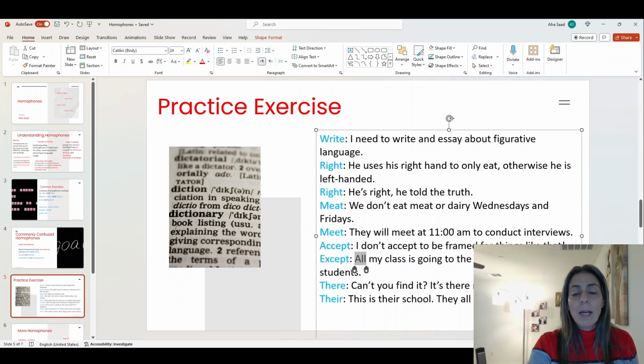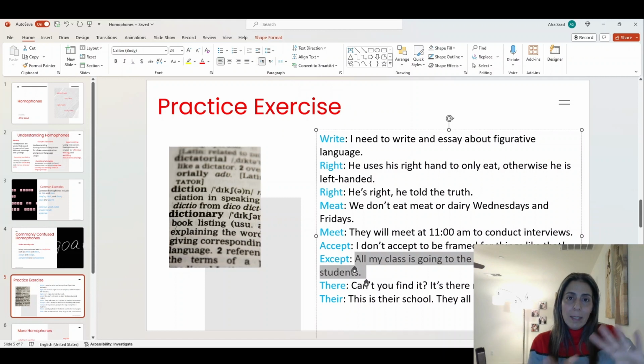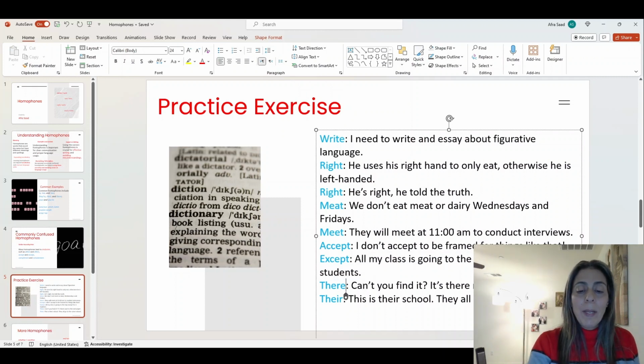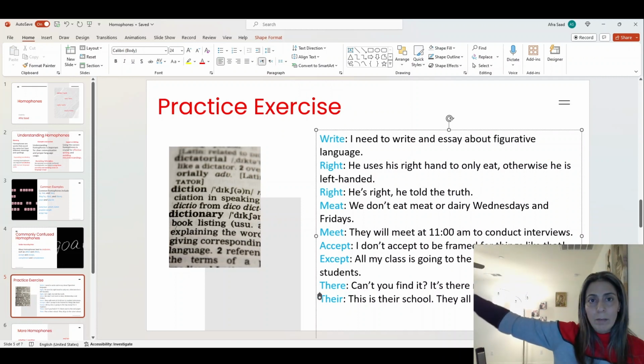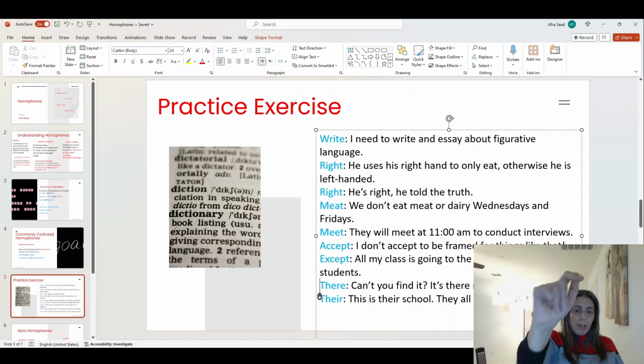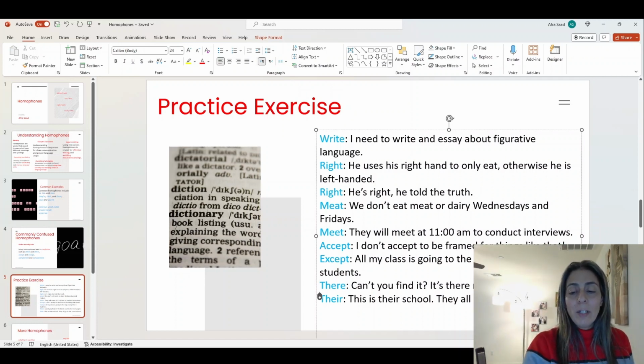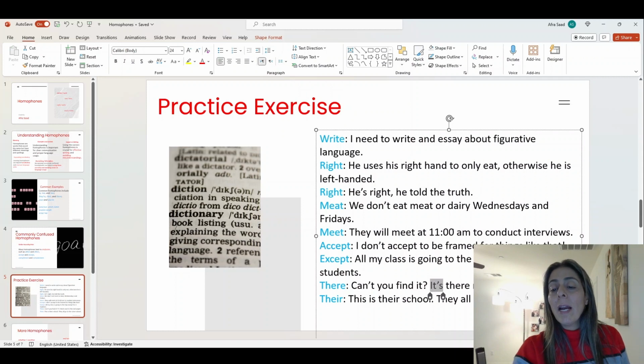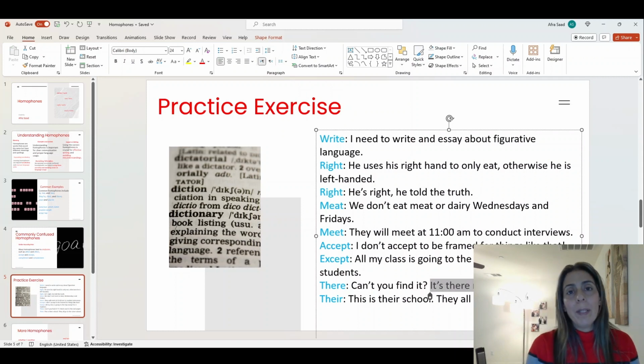All students in my class are going to the trip except for 3 students. And this is the meaning of except: excluding, out of. Okay, all right, we have there and their. The first there is when you refer to a place. You say there, there, there. So can't you find it? It's there next to the red carpet.